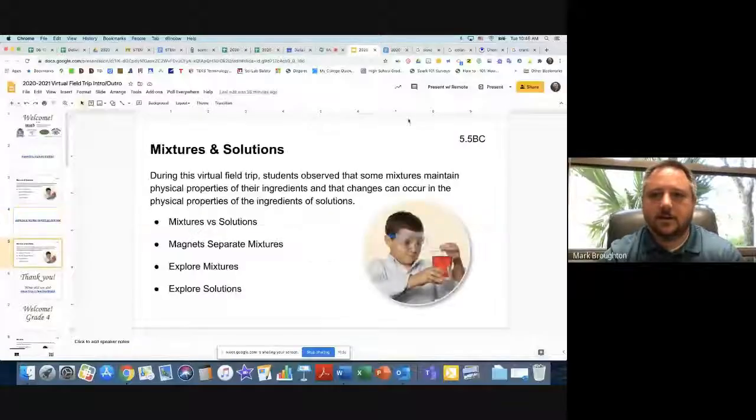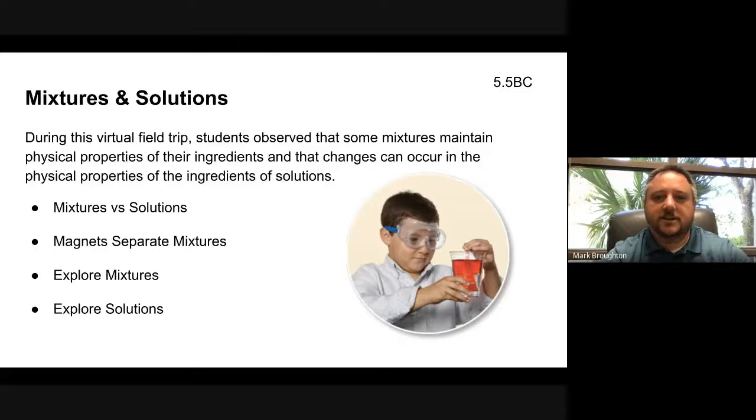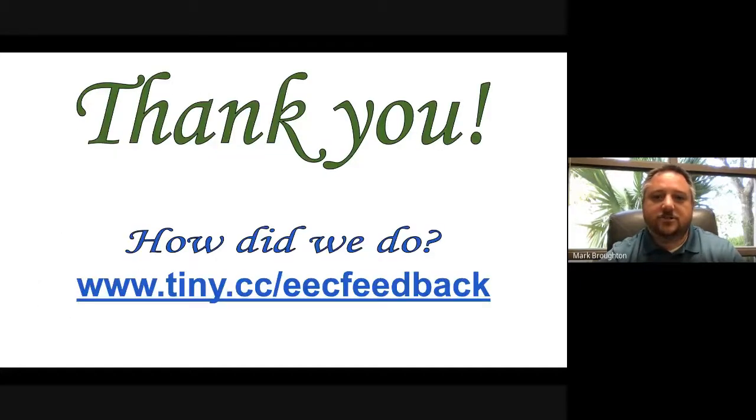We're going to do a quick recap of what we did today. So I'm going to share my screen with you here. There we go. So today we explored mixtures and solutions, and during this virtual field trip, you observed that some mixtures maintain the physical properties of their ingredients, and that changes can occur in the physical properties of the ingredients of solutions. So Ms. Ramirez showed us a variety of different mixtures and solutions to get us started. Then Mr. Monroe used a magnet and an electromagnet to separate mixtures. Then Miss Nash explored even more mixtures, and you just saw Mrs. Fuller explore solutions.